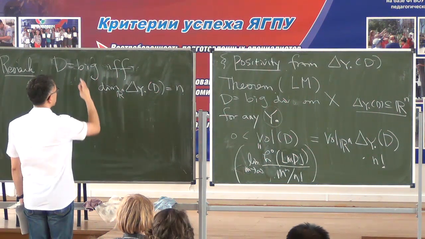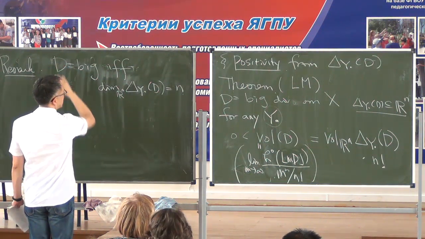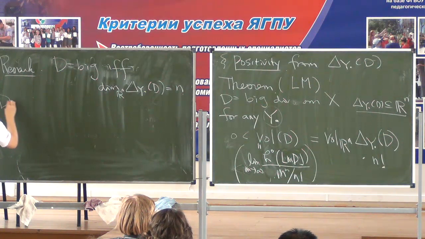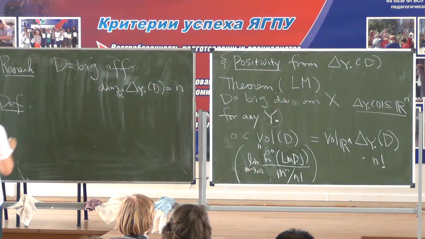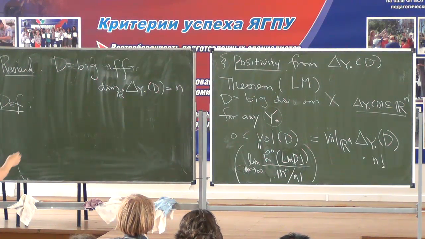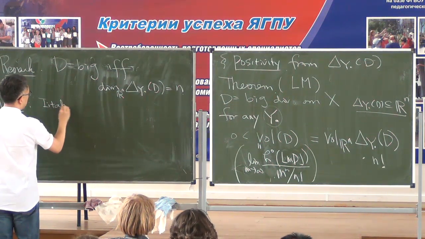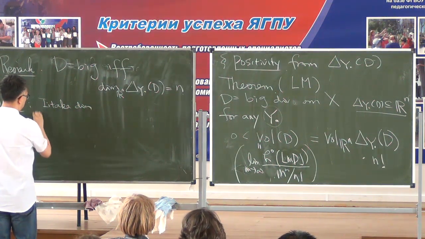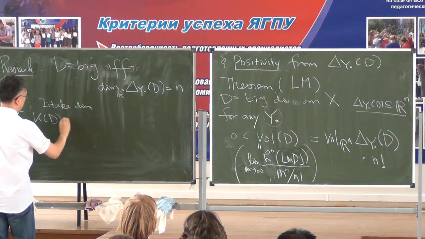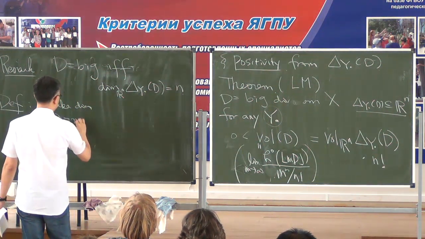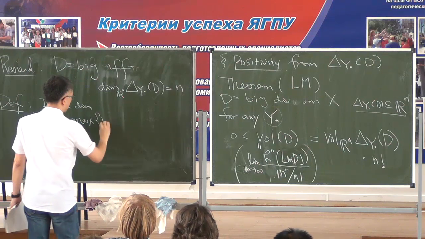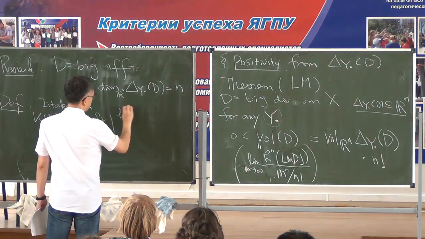And to talk about the dimension of the divisor D, let's have some definitions. So the first one is called Iitaka dimension. This is the maximum of k, H0.